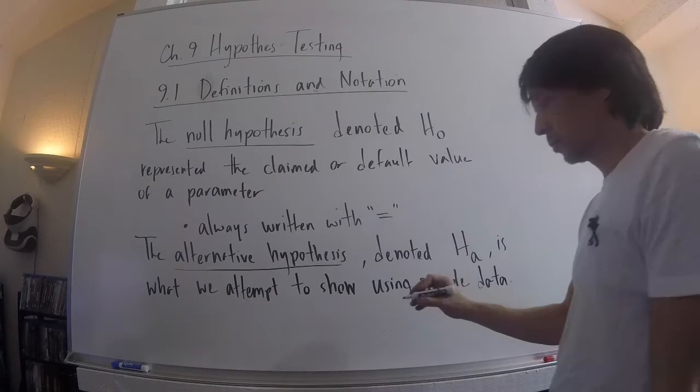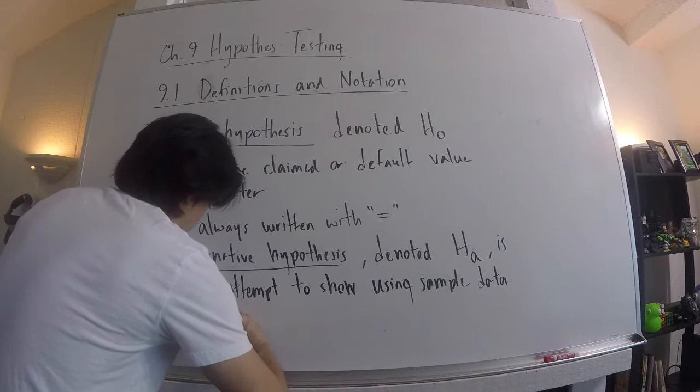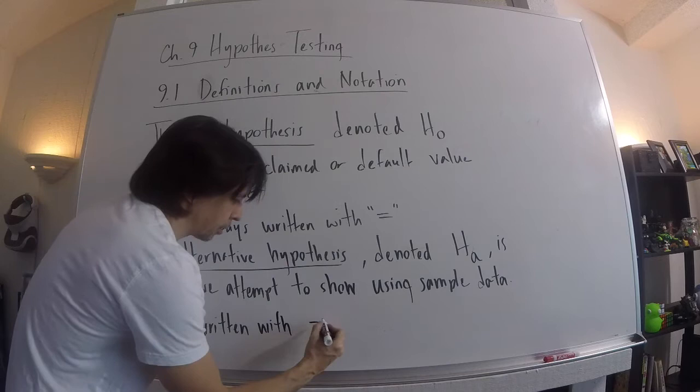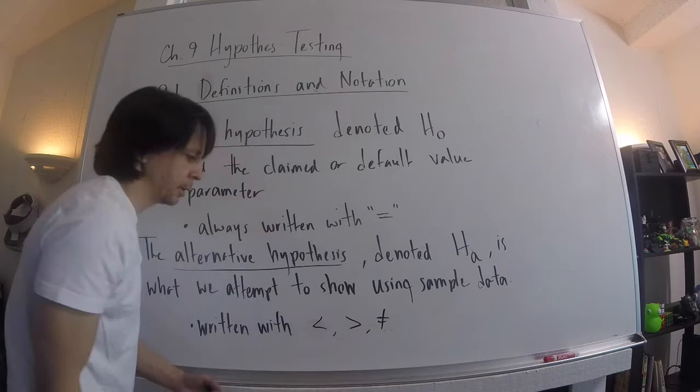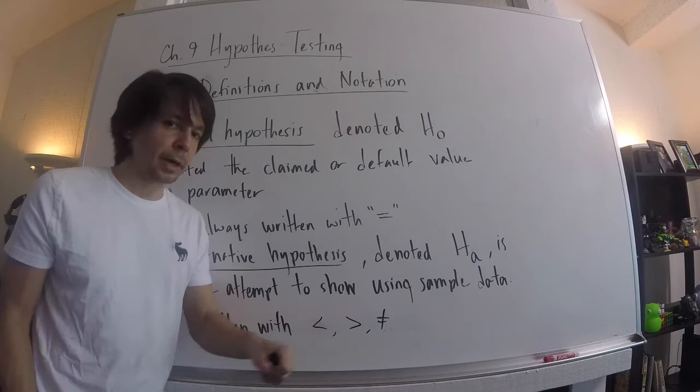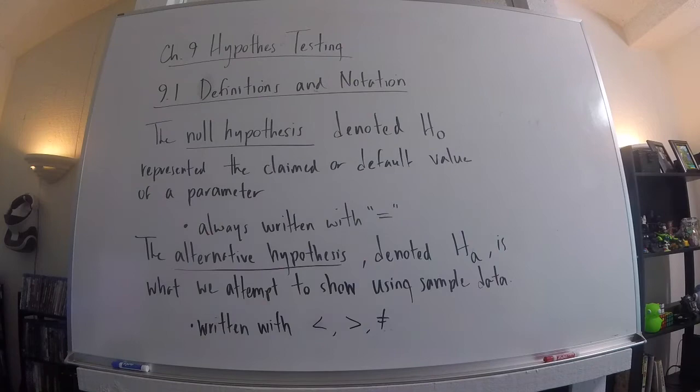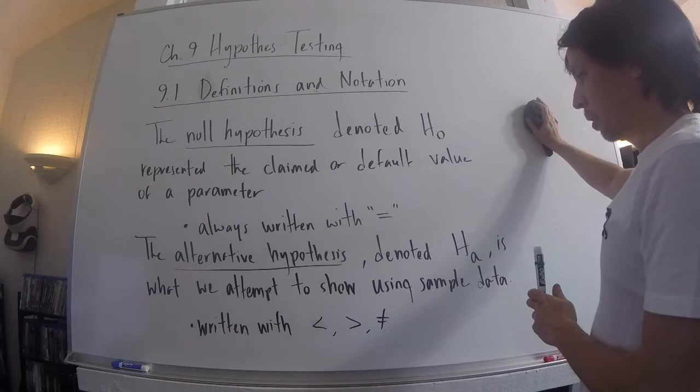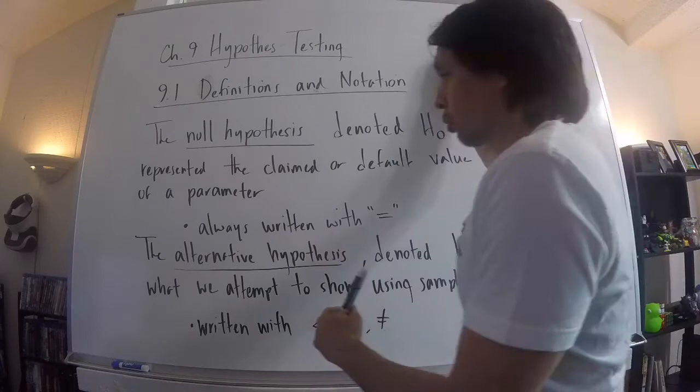And this will be written with either a less than, a greater than, or a not equal to. It'll be a contrast to it being equal to something. So to have one of those three symbols, we'll have to decide which based on what type of test it is. There's going to be what's called a right tail, a left tail, and a two-tailed. But we'll get to that in a bit. Let's do some examples of stating the null and alternative hypotheses and showing the notation that they typically use.